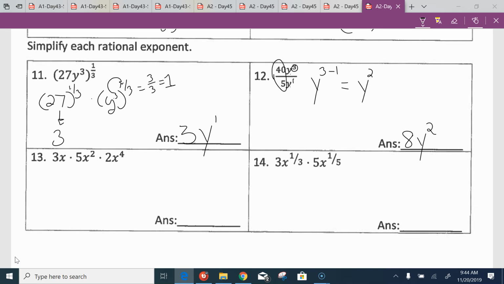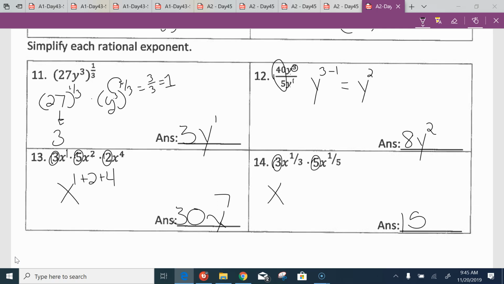For 13, I have three terms, each with a coefficient, so I'll multiply those first. 3 times 5 is 15, times 2 is 30. So there's the numerical part of my answer. I have x to the first power times x to the second times x to the fourth. When you have multiple exponents being multiplied together like that without parentheses, all you do is add each exponent. 1 plus 2 plus 4 gives me x to the 7th. And then my next one behaves the same way. 3 times 5 is 15.